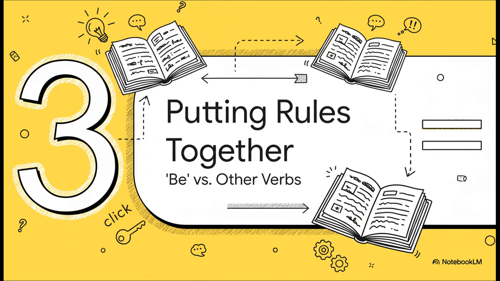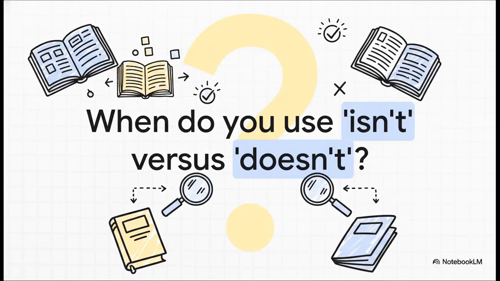Okay, it's time for the main event. Let's put these two different rules side by side. This is the moment where everything is going to click into place. This is probably the biggest point of confusion for so many English learners. But once you see the two rulebooks next to each other, the answer becomes so obvious. Let's solve this mystery once and for all.